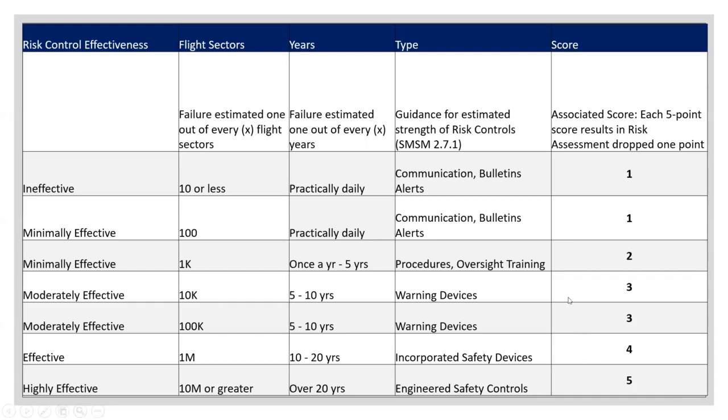Our stall warning horn, that's a warning device. So it's not perfect, it doesn't keep us from stalling. It's not an engineered safety control, but it is a warning device. And so it gives us a 3, and it's moderately effective. But then we go up and we look at emails, communication bulletins, seminars. They get a level 1. They're minimally to actually ineffective. So when you're looking at putting in your risk controls, do take into consideration how truly effective your risk control is.